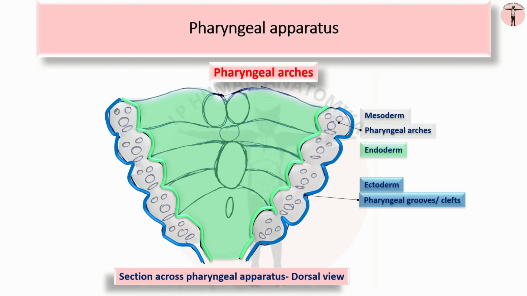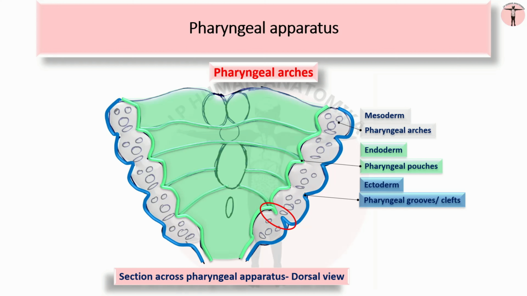Simultaneously, with development of the arches and clefts, a number of outpocketings, the pharyngeal pouches, appear along the lateral walls of the pharynx, which forms the most cranial part of the foregut. The pouches penetrate the surrounding mesenchyme but do not establish an open communication with the external clefts. These 2 layers, that is the ectoderm and endoderm, together form the pharyngeal membranes.